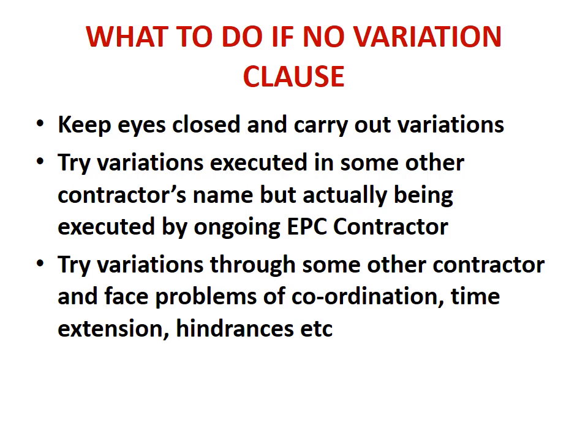The third option may be that we try variations through some other contractor. Actually the work is being executed by some other contractor, we invite tender separately, but then we should be prepared to face problems of coordination, time extension, hindrance, etc., and that becomes very difficult, because bringing a small contractor or outside contractor into an ongoing work is a very difficult job. So the engineer in charge or project manager is going to face many problems.